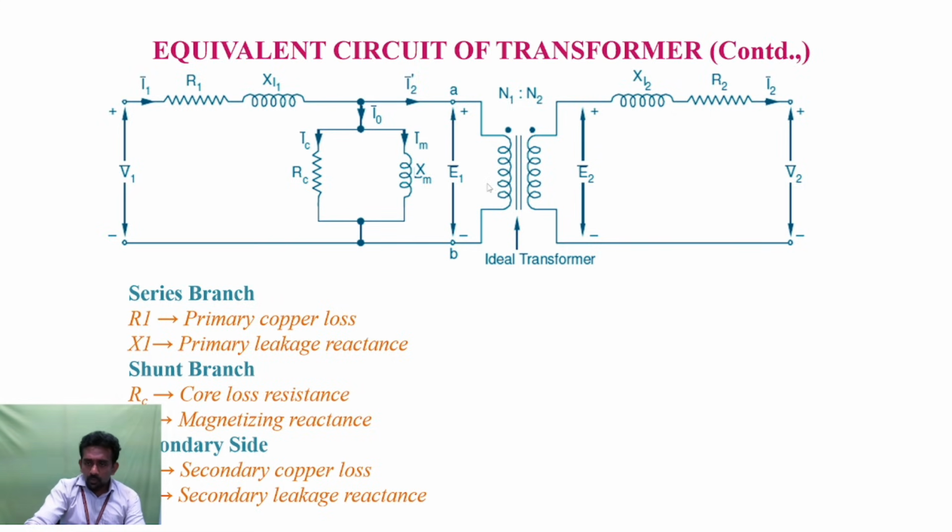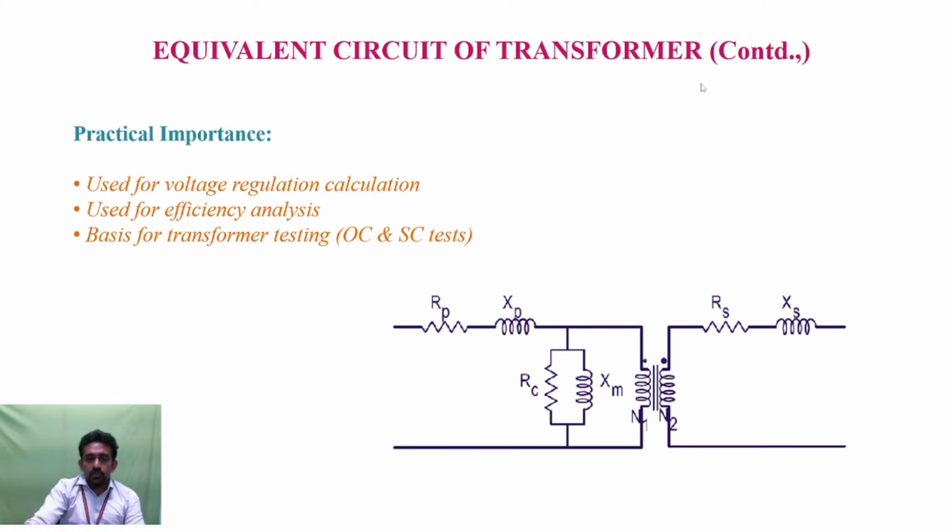There is a mutual induction between the primary and the secondary winding, and here is the secondary leakage reactance, and here is the secondary copper loss in the transformer. The practical importance of studying the equivalent circuit of the transformer is that it is used to study the voltage regulation and calculate the value of voltage regulation.